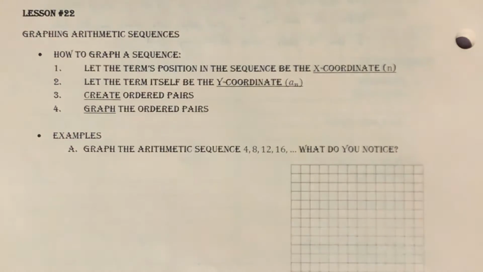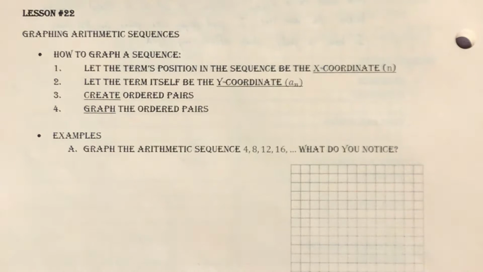So we're on to lesson number 22 in chapter 4, all about writing linear functions. In lesson number 22, we're going to start talking about how to graph these arithmetic sequences. In the last lesson, we talked about how to extend them out, how to figure out more numbers within them. But what we're going to talk about here is how to graph them.